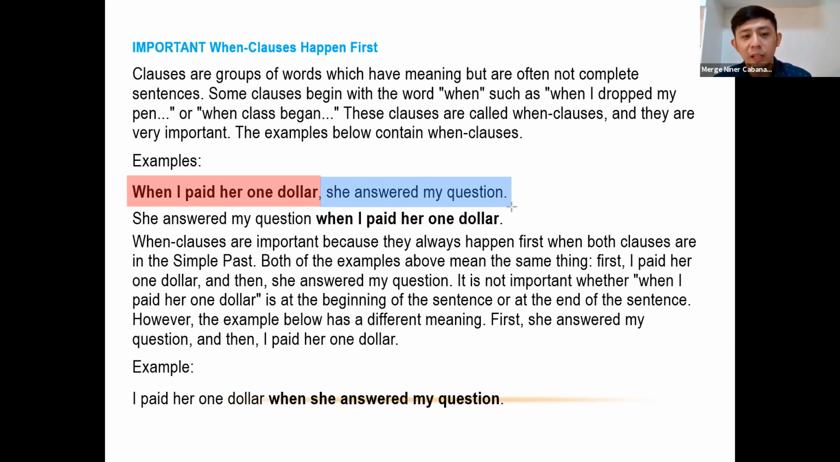She answered my question when I paid her $1. Again, this is your resulting clause. And the one that has a when is your when clause. When clauses are important because they always happen first when both clauses are in the simple past. Both of the examples above mean the same thing. First, I paid her $1 and then she answered my question.